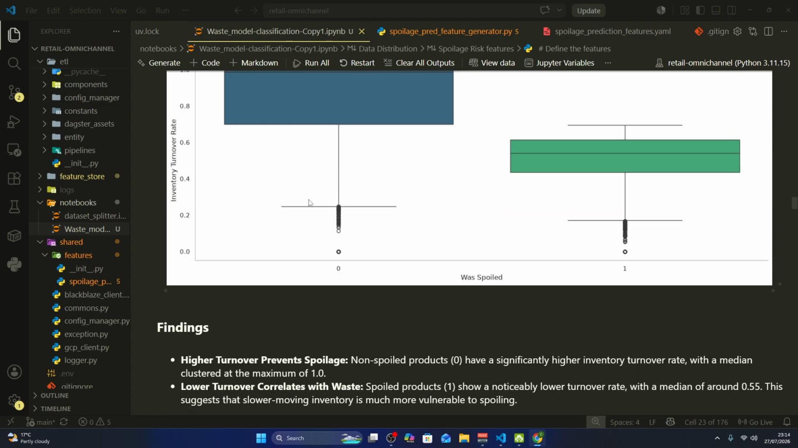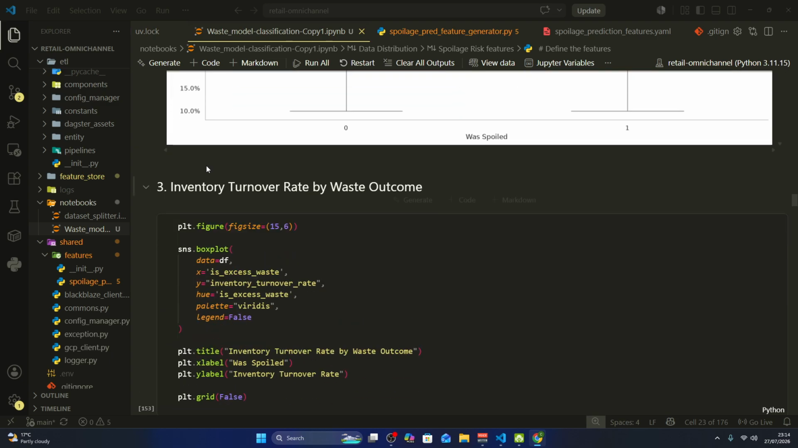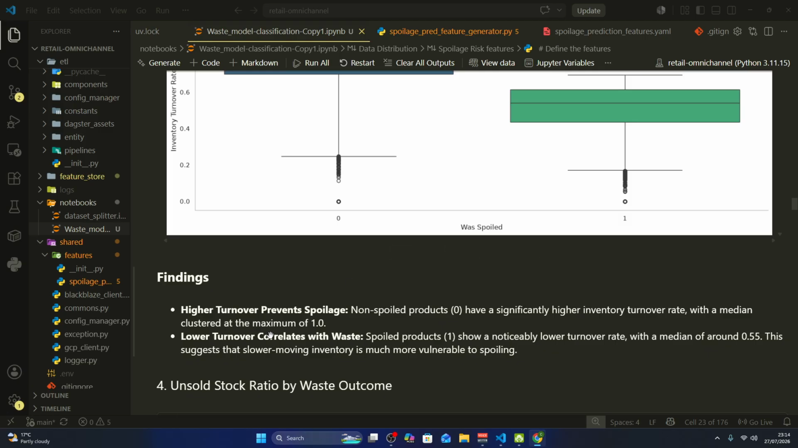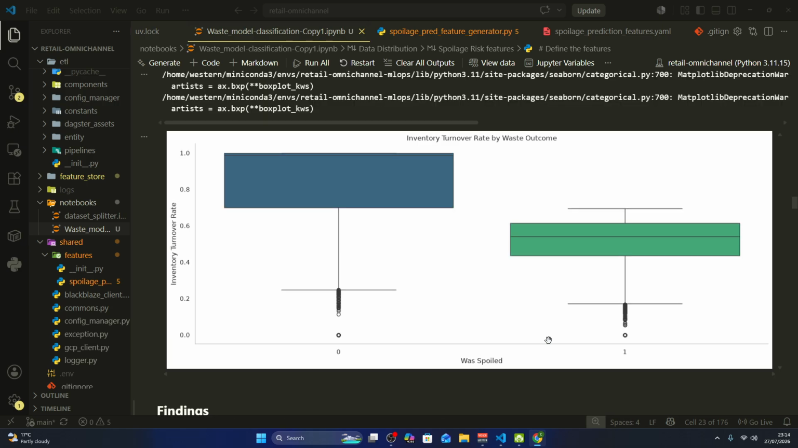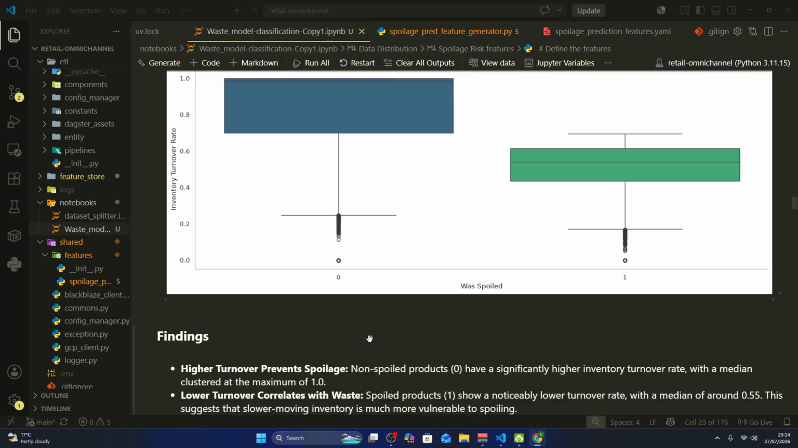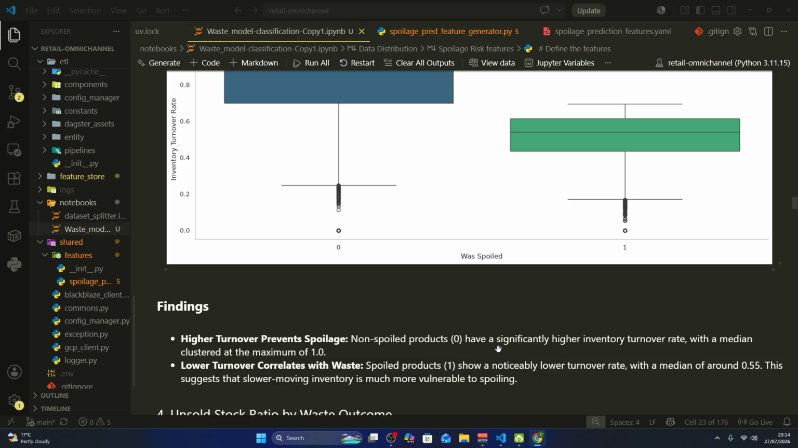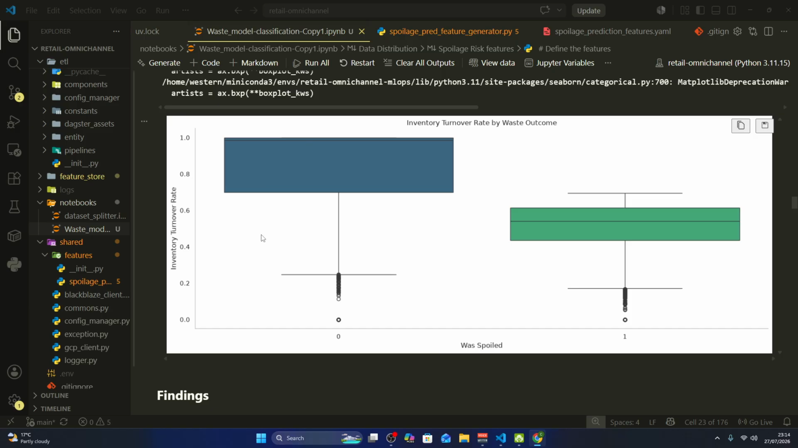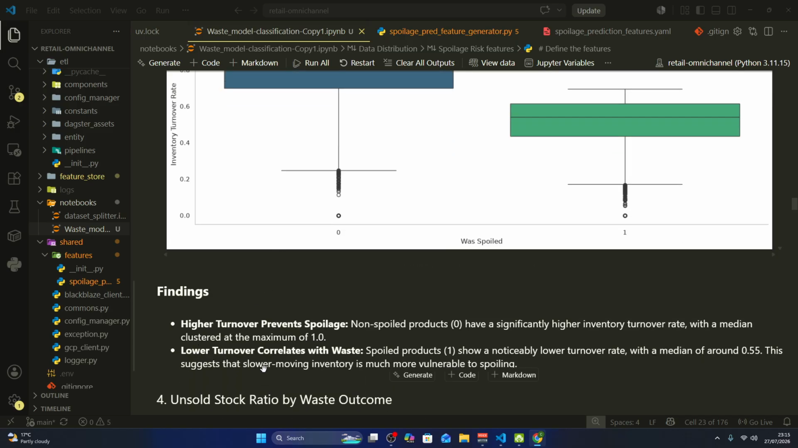I think this one I can talk about. This one we are talking about inventory turnover rate by waste outcome. So high turnover prevents spoilage. The non-spoilage products, 0, have a significantly higher inventory turnover rate with a median cluster at the maximum, 10. Then the lower turnover correlates with waste. So spoiled products, that means 1, show a noticeably lower turnover rate.